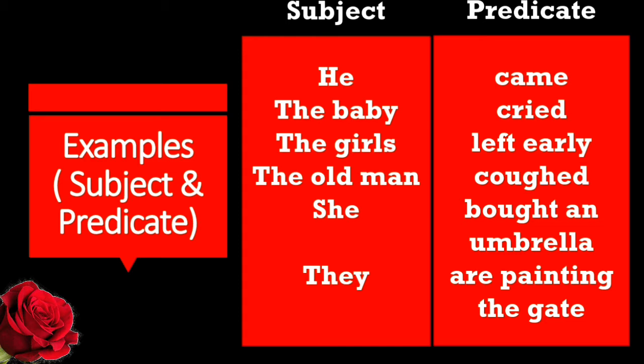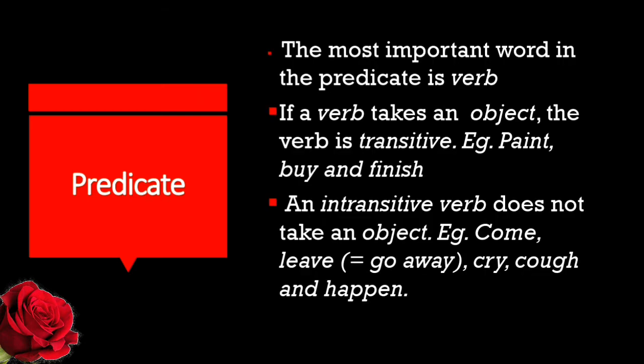They are painting the gate. They is the subject. Are painting the gate is the predicate. So the predicate is the part of the sentence that states something about the subject. Let us discuss some more things about the predicate.